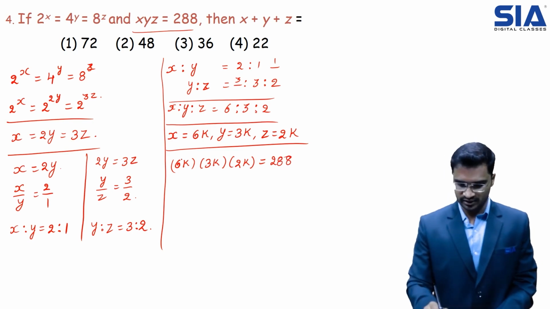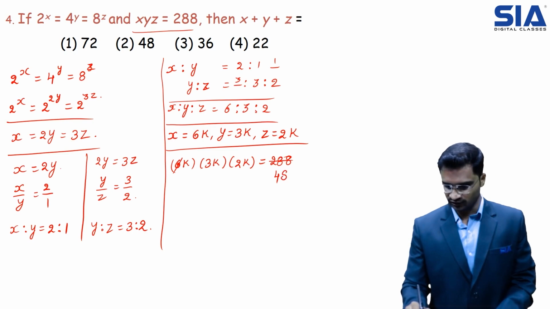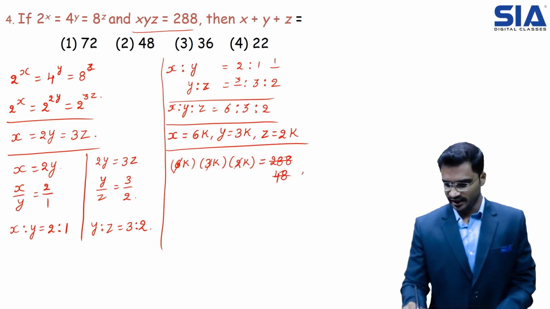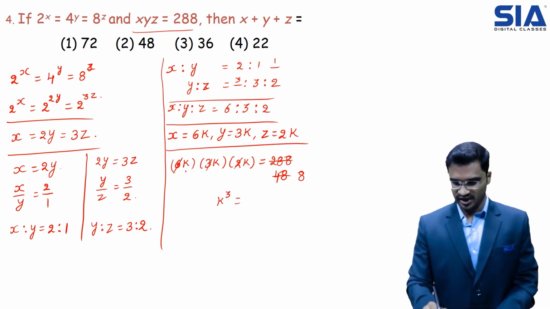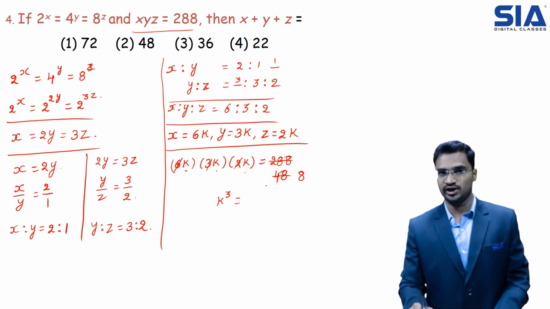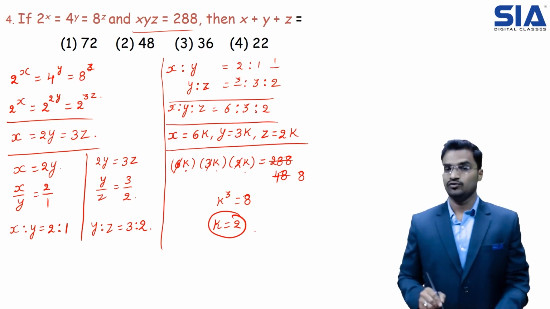So dividing it by 6, 6 fours are 24, 6 eights are 48. In the same way, 3 twos are 6, 6 eights are 48. Then k cube is equal to 8, because we are having here 3 k's. So k into k into k gives me k cube. k cube is 8. Then the value of k is 2.